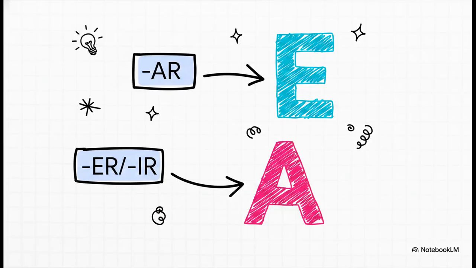And it all comes back to that awesome little memory trick for the subjunctive, the opposite vowel rule. It's super simple. Your AR verbs, they grab endings with an E. And your ER and IR verbs, they grab endings with an A. It's this simple, beautiful, consistent pattern that just works every single time with regular verbs. It's a real game changer.